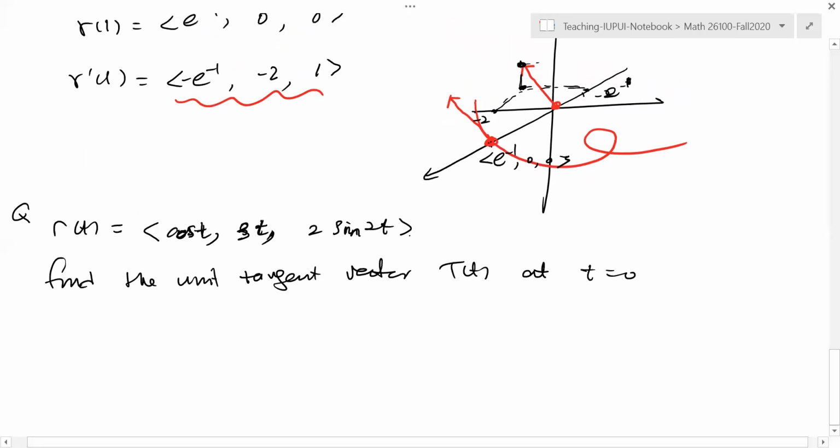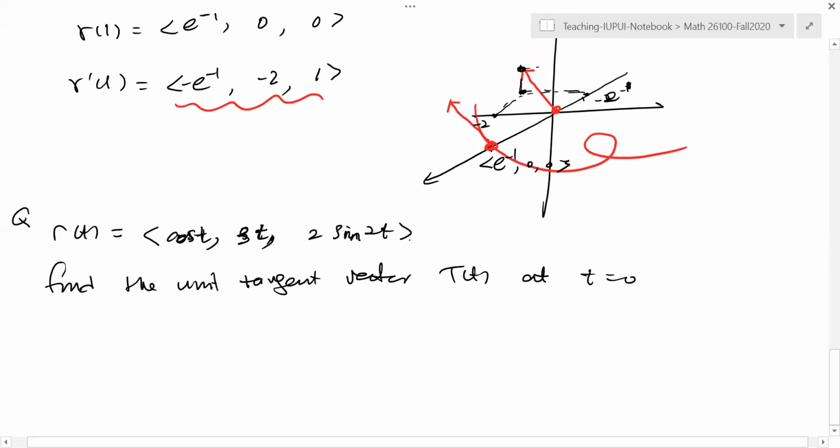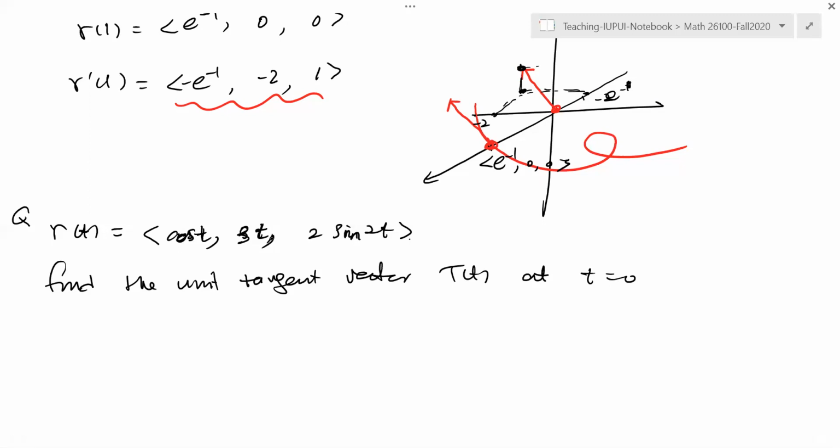Would you be able to read your example again? I cannot read r of t. Oh, so this is cosine t, comma, 3t, and 2 sine 2t. This is from problem number 19 in the book.